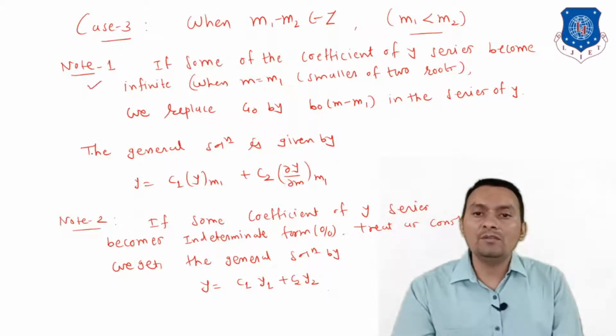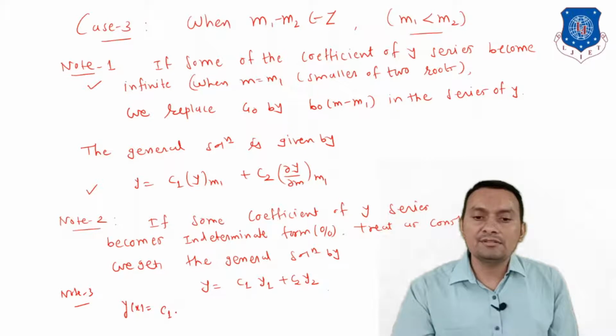If case number 1 and case number 2 do not happen, then we will consider case number 3. In that case, our general solution will be C1 y1 plus C2 y2, where y1 corresponds to m equal to m1 and y2 corresponds to m equal to m2, and that will be the general solution.